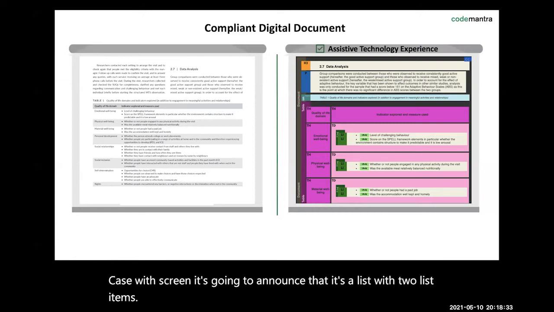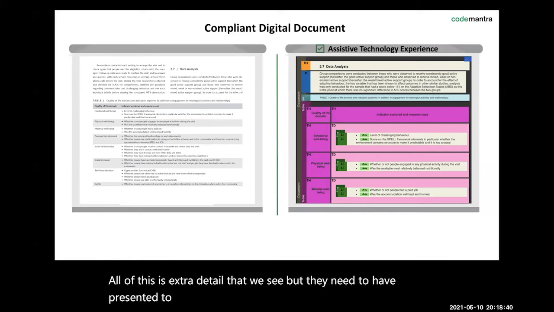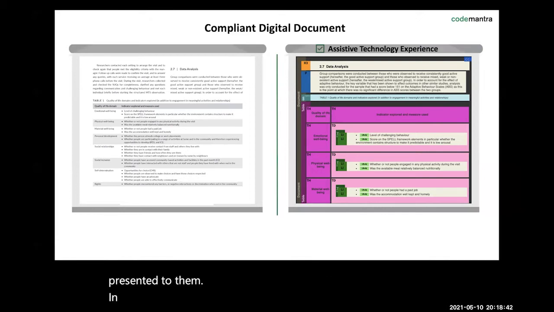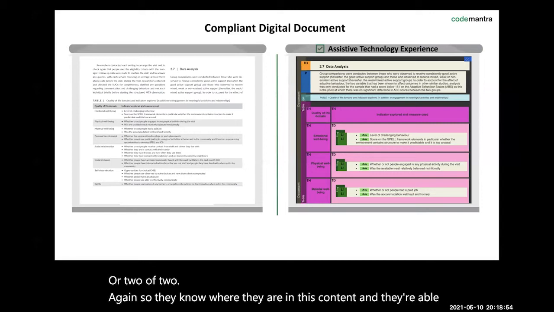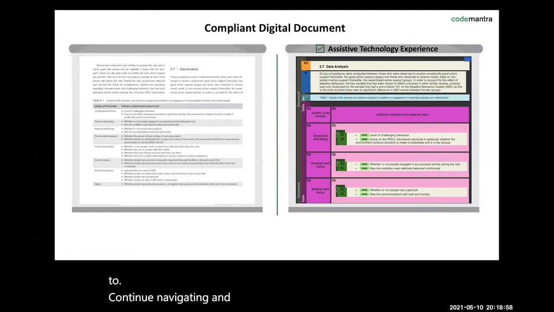All of this is extra detail that we see, but they need to have presented to them in various ways. So it'll tell them that they've now entered list item 1 of 2 or 2 of 2. Again, so they know where they are in this content and they're able to continue navigating and reading just as we do, sighted readers.